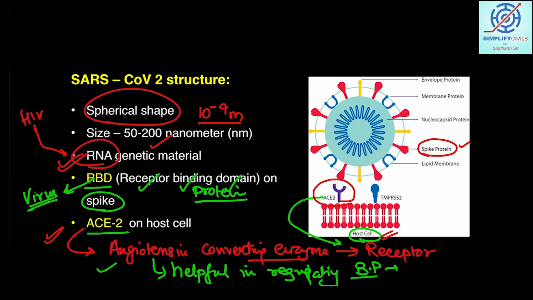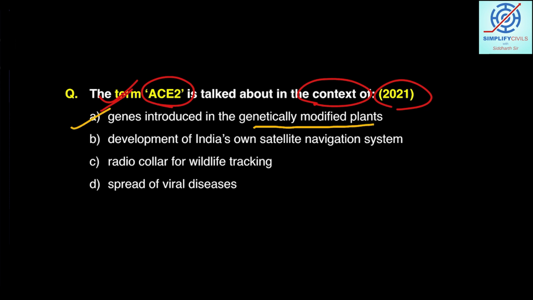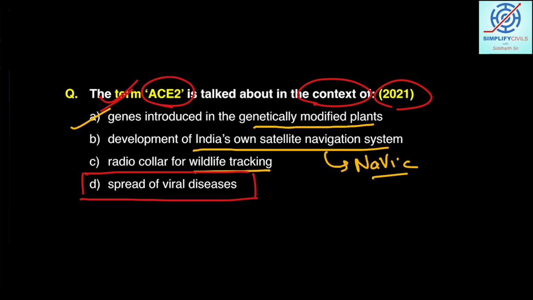Okay, I hope this much is clear. We need not go into much detail. And now look at the question UPSC asked in 2021. UPSC asked that the ACE2 term that was seen in the news, it is in context of what? The options were very difficult if you are not aware of the term. Option A, genetically modified plants, or India's own satellite navigation system, so you must know it is NAVIC. Is it a wildlife tracking radio collar, or is it the spread of a disease? So now the answer is very clear: spread of the viral disease is the answer.